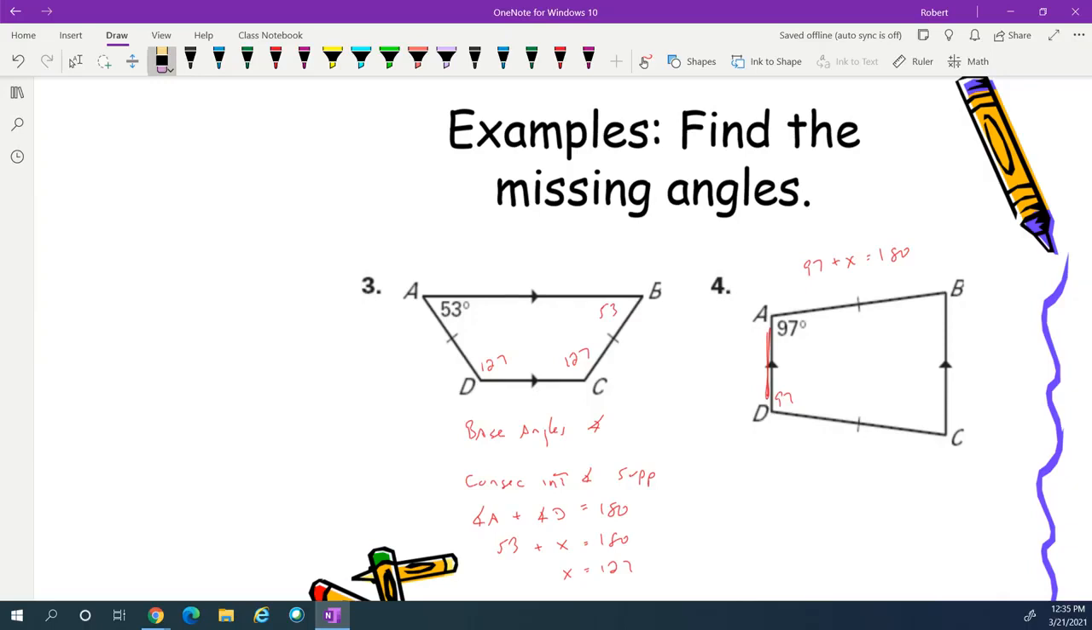83. And of course, our other base angle is also 83.